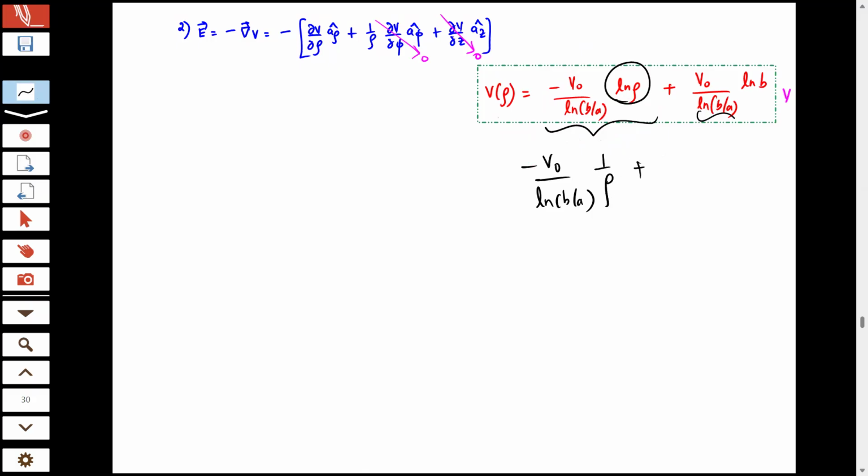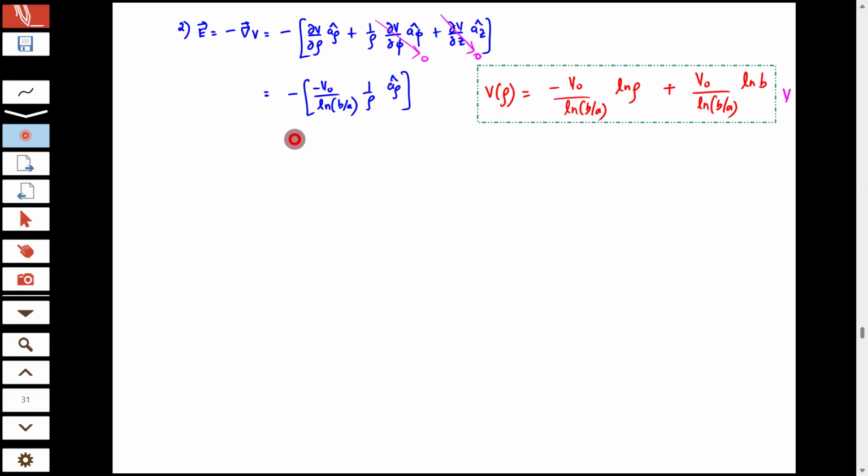And the second term is all purely constants. Differentiation is going to be 0. So this is the differentiation of V with respect to rho. When you take this differentiation of V with respect to rho, we will get this expression. Now, the next step of electric field intensity calculation is minus del V.